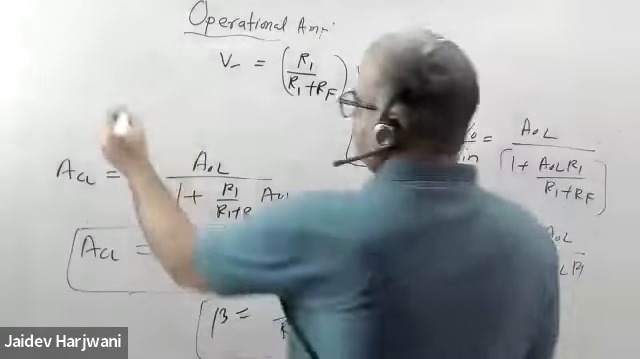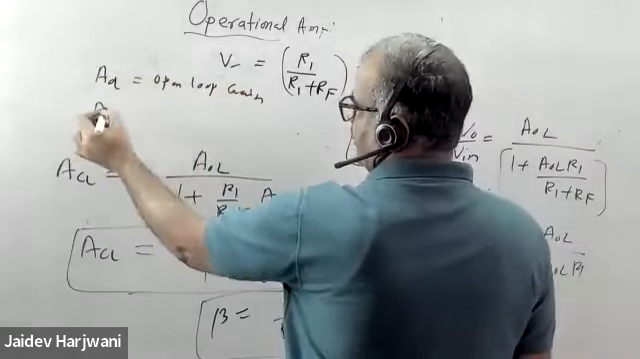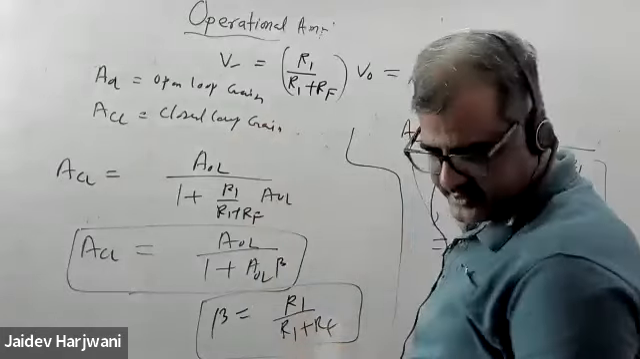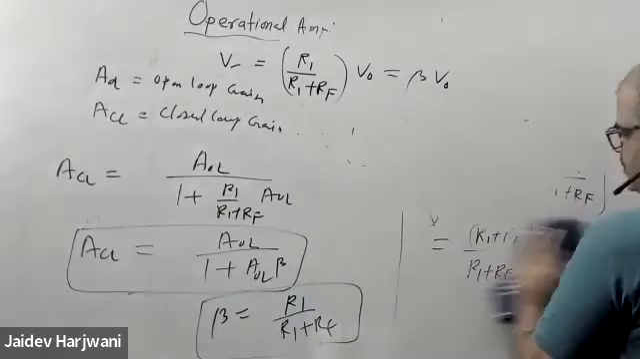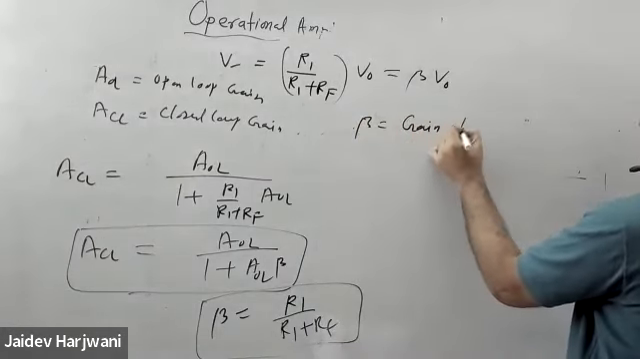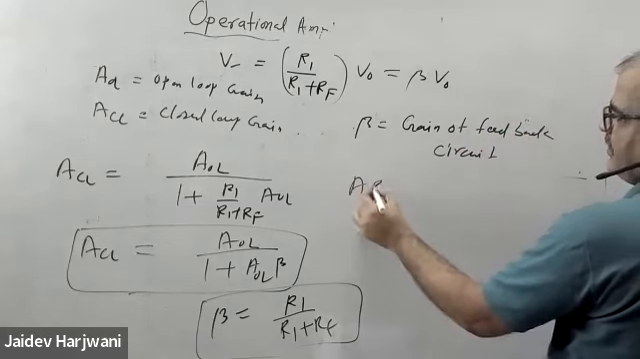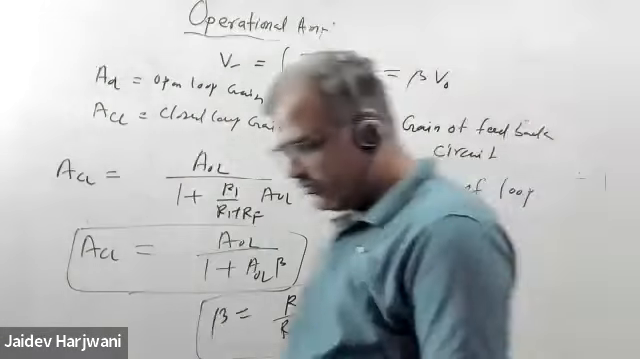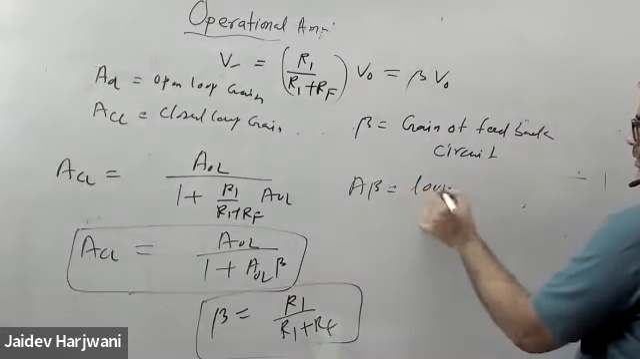So basically your AOL is your open loop gain, this is the closed loop gain, beta is the gain of the feedback circuit, and A beta is called the gain of the loop, or simply the loop gain. This is called your loop gain.